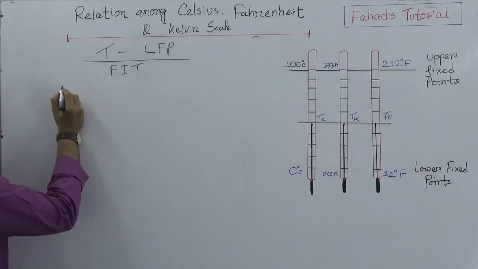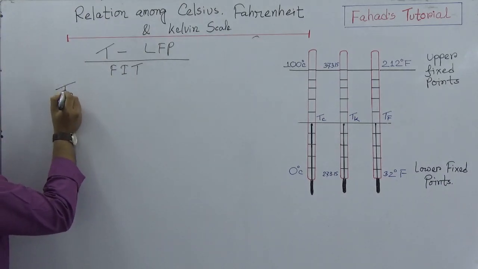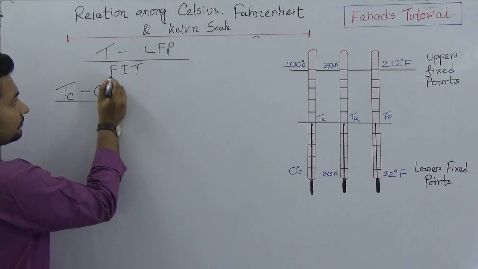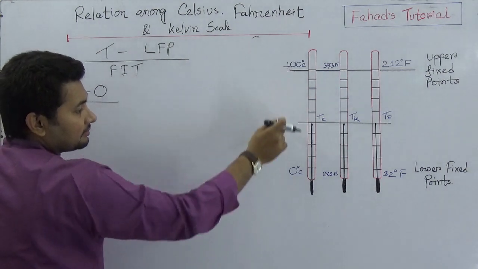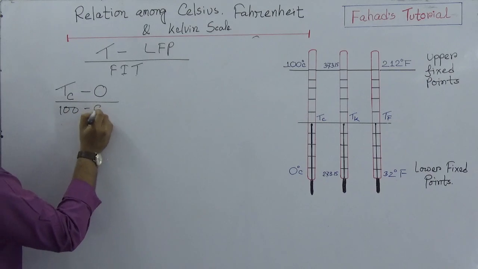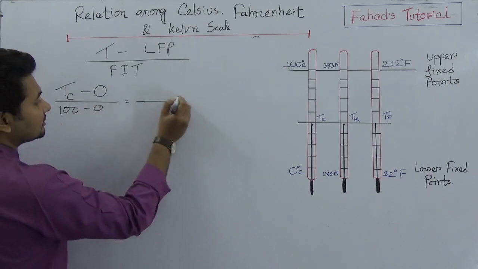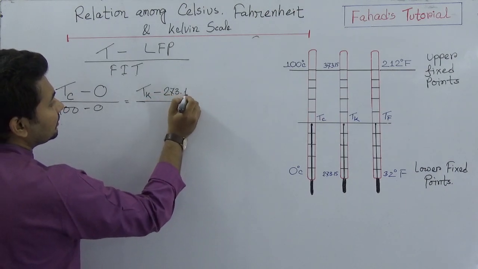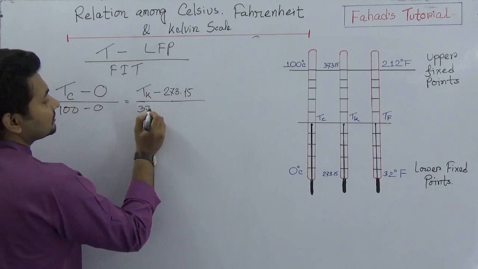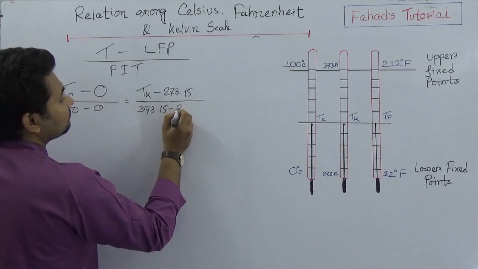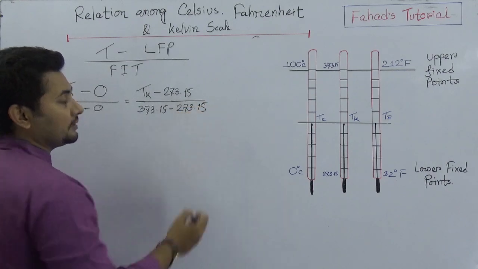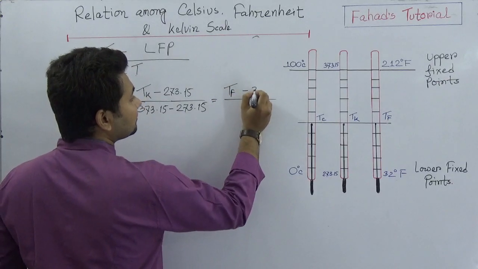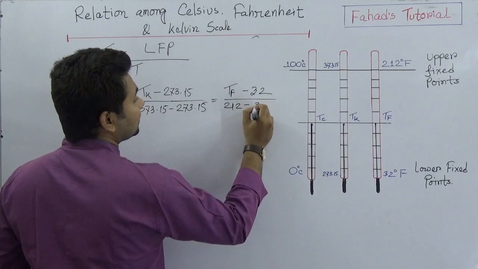In the case of Celsius, Tc minus the lower fixed point, which is 0, and the fundamental interval of the thermometer is 100 minus 0. Similarly, in the case of temperature in Kelvin, the lower fixed point is 273.15, and the interval is 373.15 minus 273.15. Similarly, in the case of Fahrenheit, it is the same, 212 minus 32.